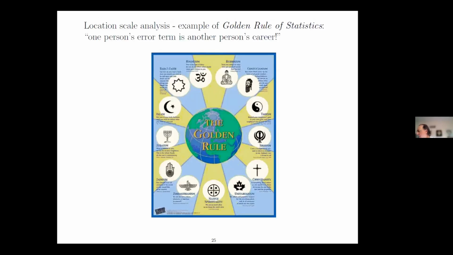Okay, so finally, I'm almost at the end here. What I'd like to argue is that this location scale analysis is kind of an example of what I think about as the golden rule of statistics. One person's error term is another person's career. So this modeling of the variance, right? If I didn't do this, where would it be?